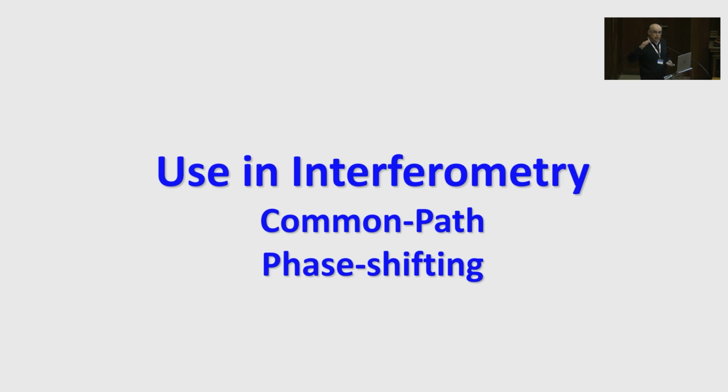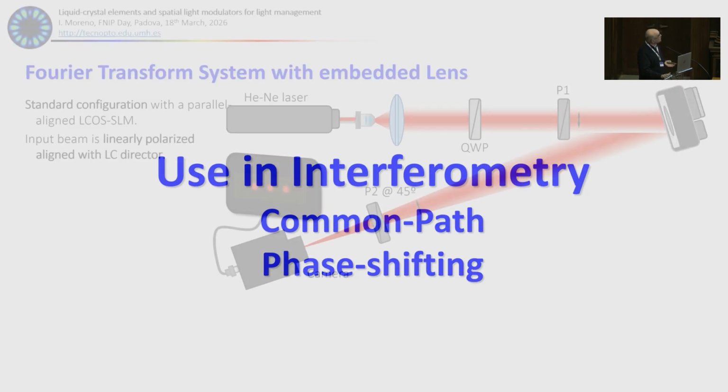But the fact that we can control the phase of the displays at each pixel gives us many more possibilities, not only to stay in diffractive optics. We can use them in interferometry. One of the original uses of liquid crystal devices was interferometry because they can control the phase, and in interferometry, one of the classical techniques is called phase shifting. You have to apply different phases to different paths in the interferometer to obtain the information.